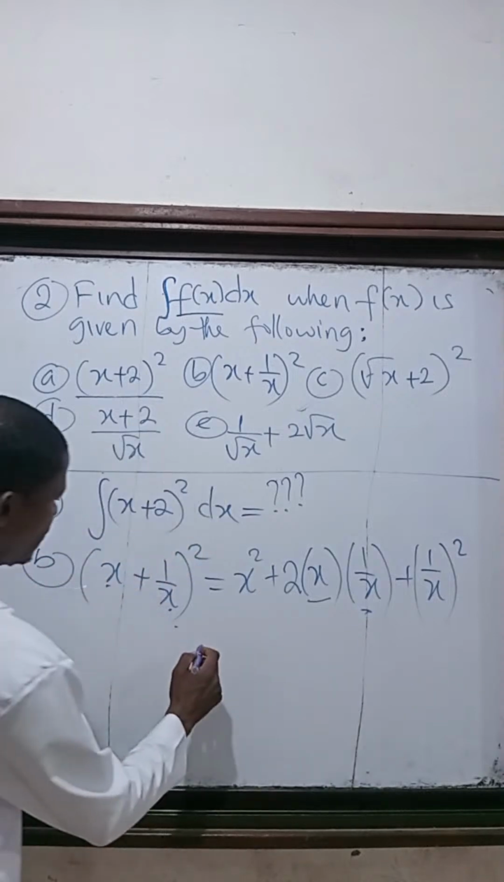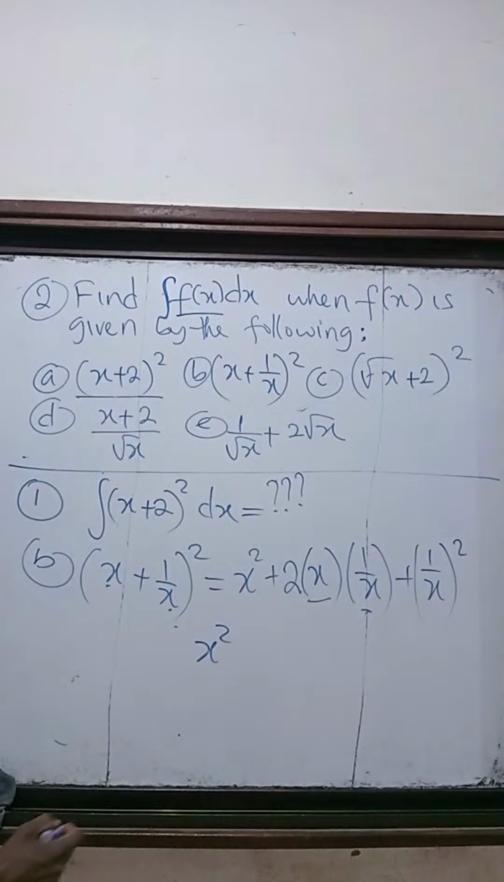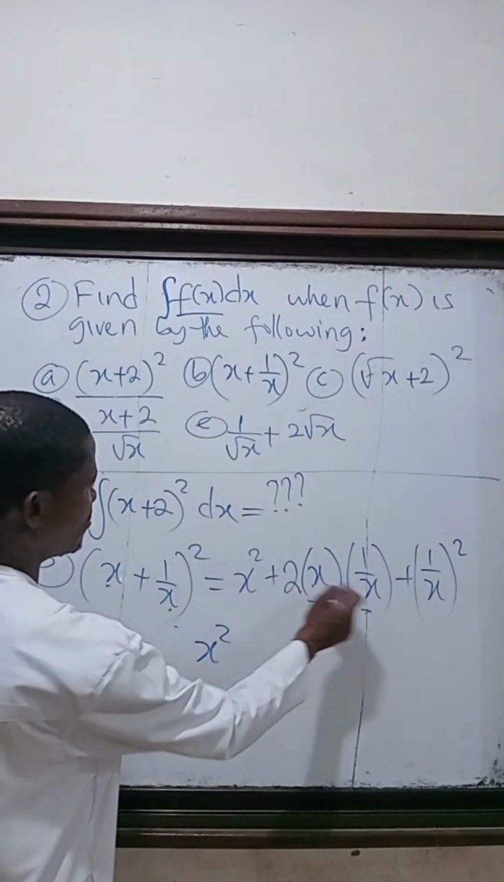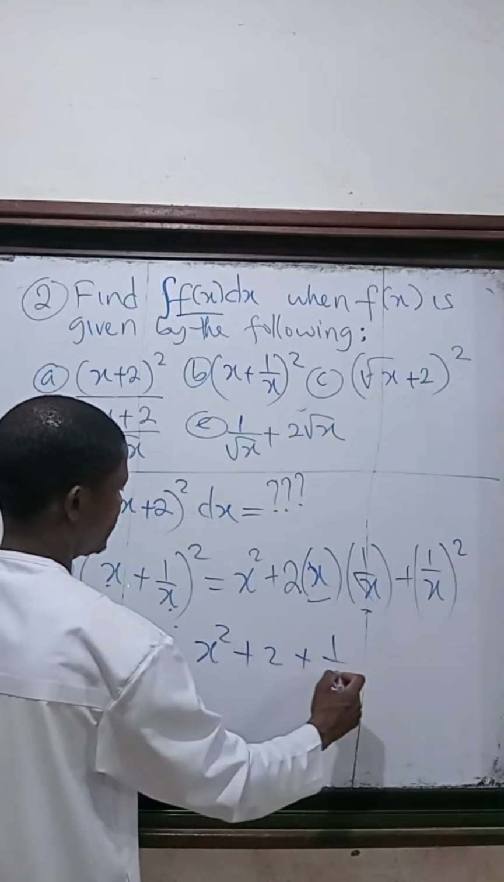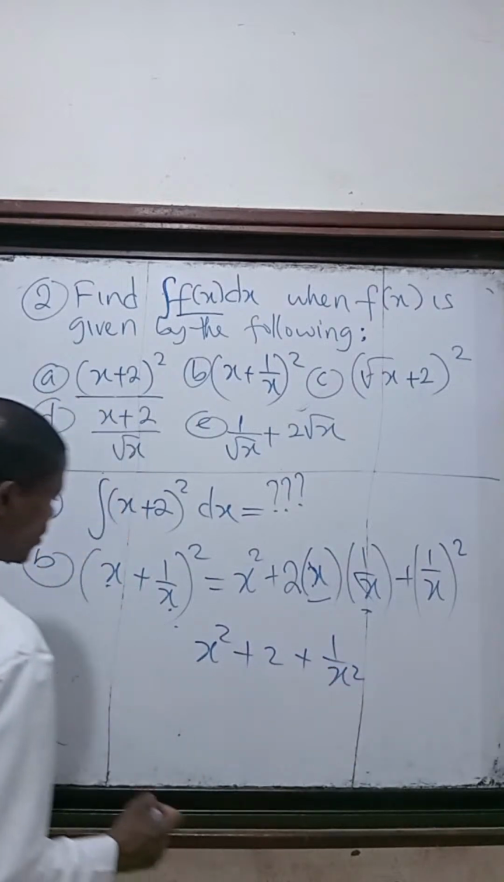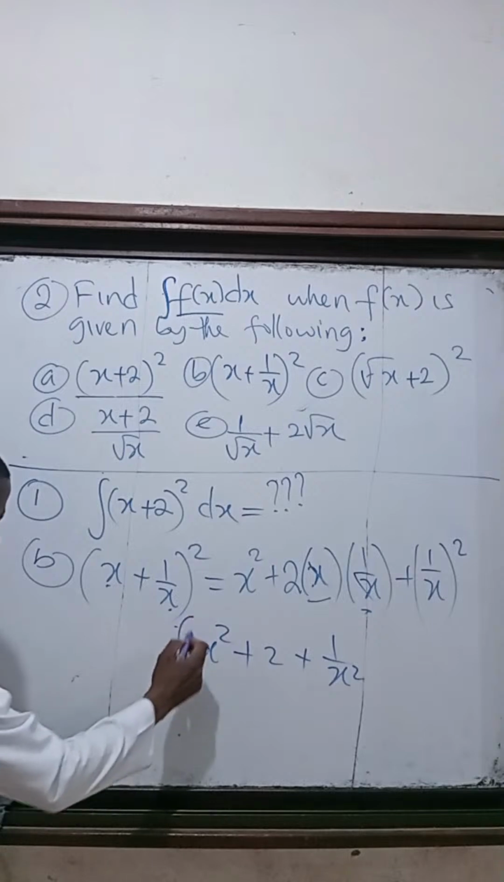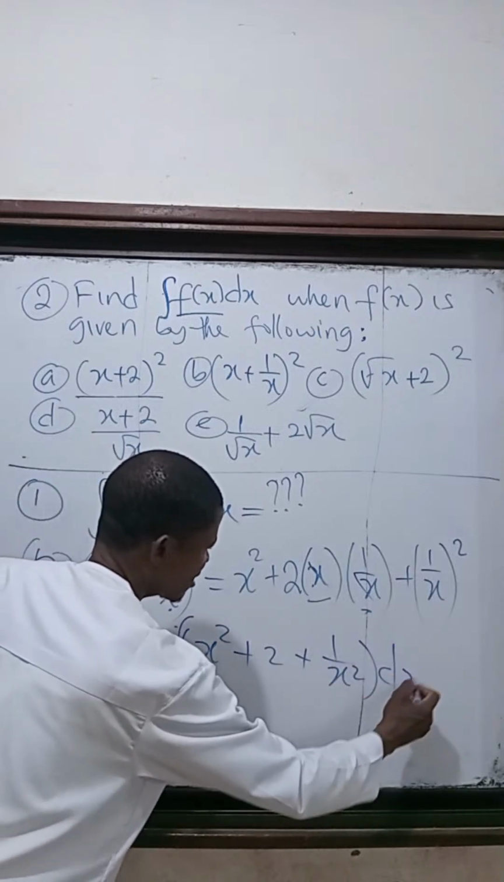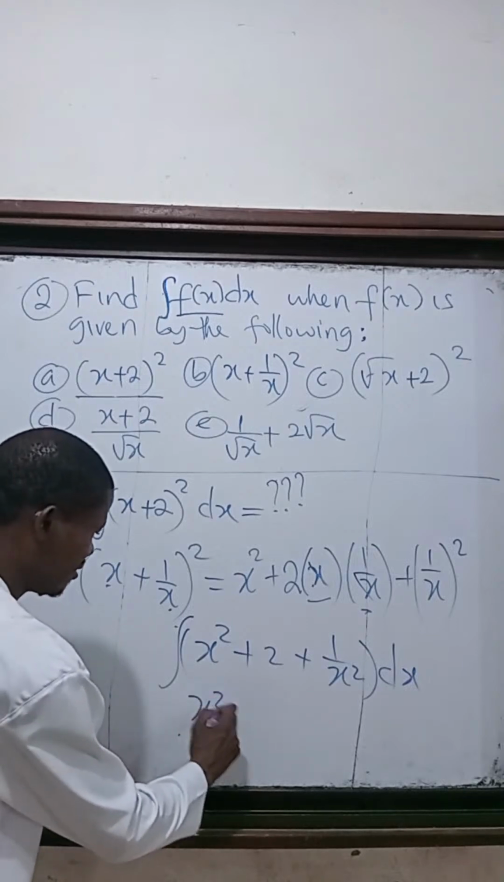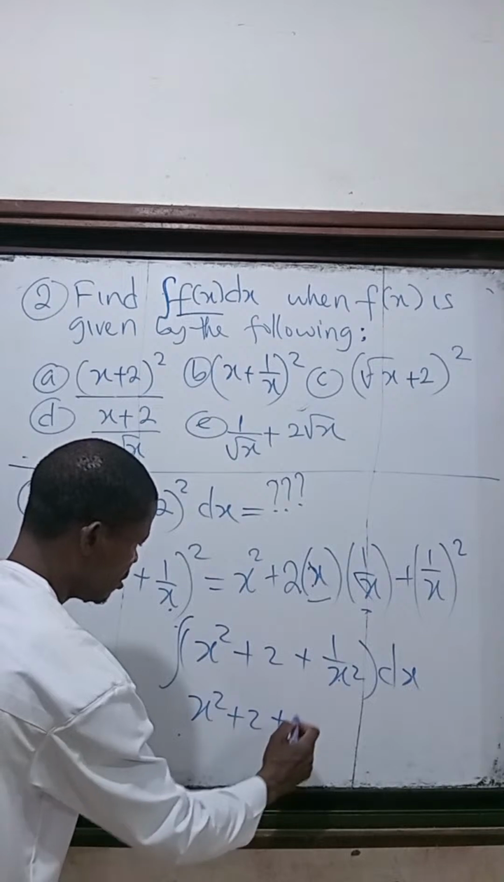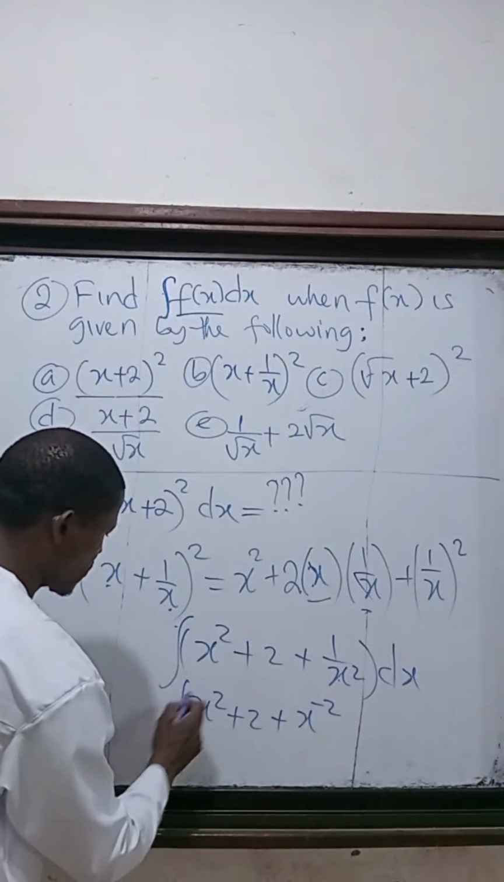So we now have x squared. This one times this one, this will cancel. That's 2, plus 2, plus 1 over x squared. Then you can bring in your integral sign. Yeah. And you can solve it. But before we can solve it, let's write it in this form.